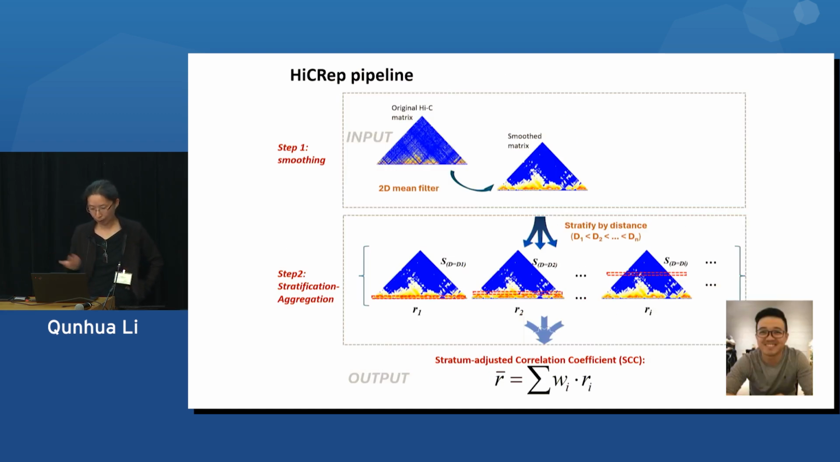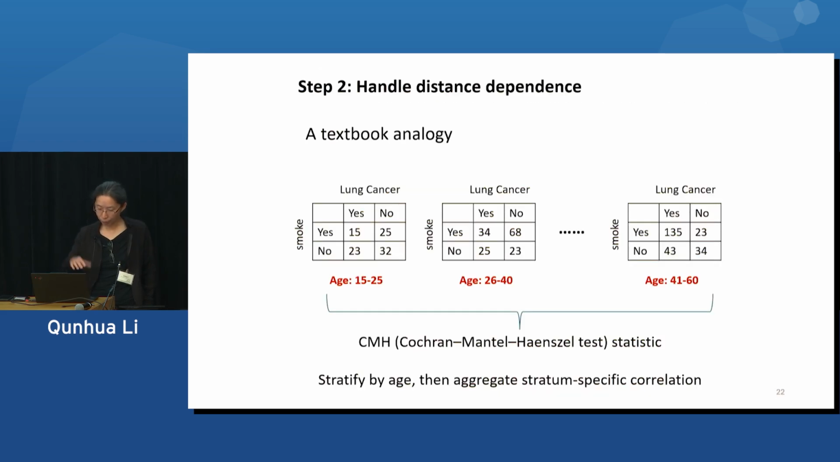So what we did is to correct this, using a very simple idea. We just stratify the Hi-C contacts by distance. This happens to be related to another old statistic called the Cochran-Mantel-Haenszel statistic. When it was originally used, it was for clinical studies, where you have smoking and lung cancer for different age groups. If you put them all together to analyze, that will hide some true correlation.